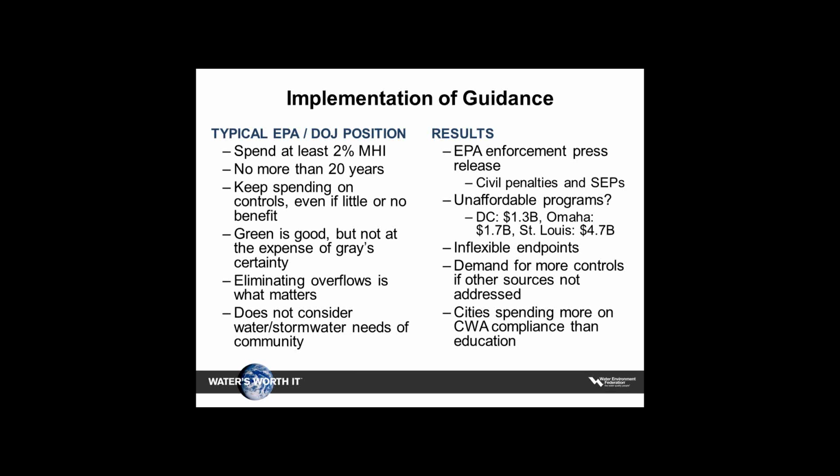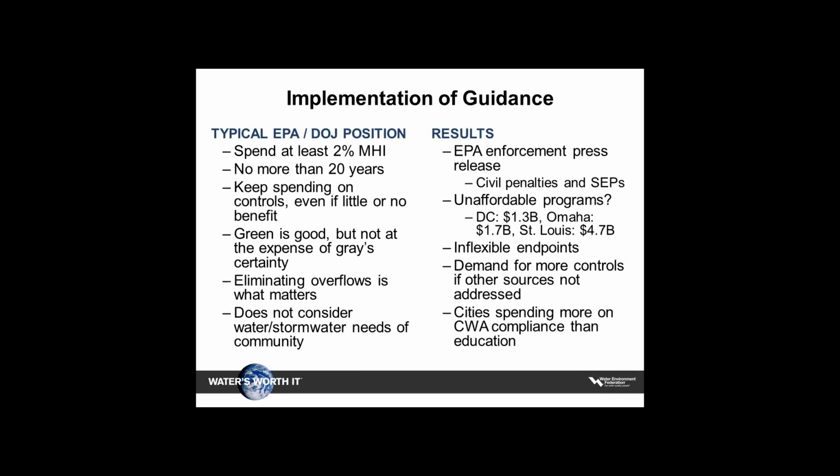And I would argue that as a result of this, you really had some unaffordable programs coming out of there. I mean, we're not talking about tens of millions of dollars. We're talking about billions of dollars. There were inflexible endpoints. If a city found a way to do something cheaper, then at times EPA staff was saying, well, if you can save money, we want you to do more, so you've got to spend that money. There was demand for more controls if the other sources weren't addressed. That's a case that Erica described. You eliminate all the city sources, and your upstream contributions still keep you out of compliance.